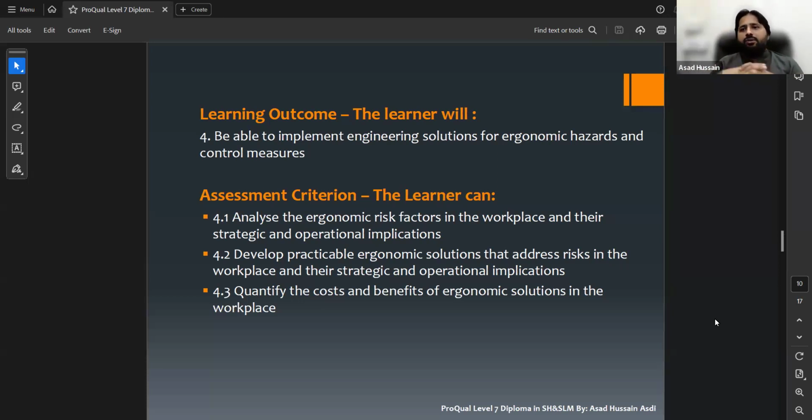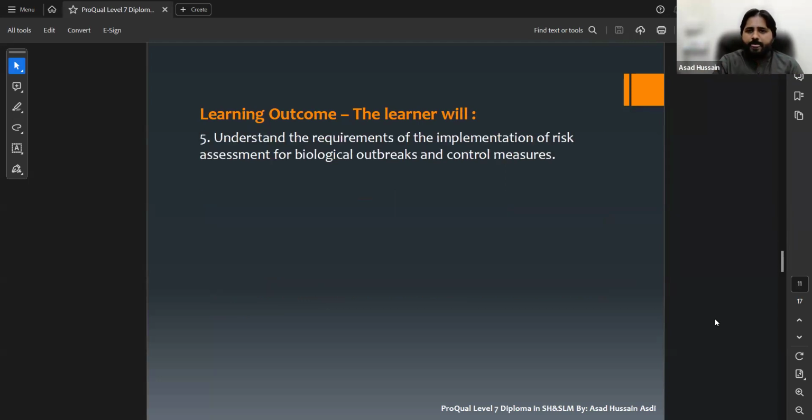or even to your worker you are communicating. So any type of estimate, or mostly any communication which is confirming that you are working on quantifying the cost and benefits of ergonomic solution can be enough evidence for this assessment criteria.